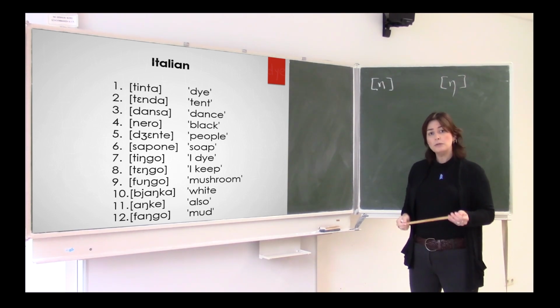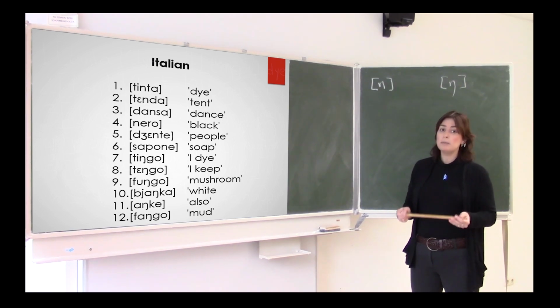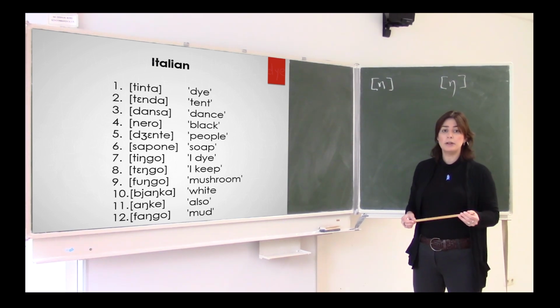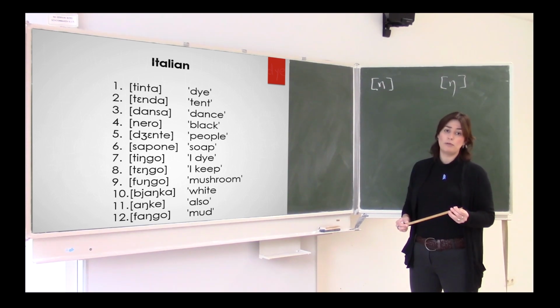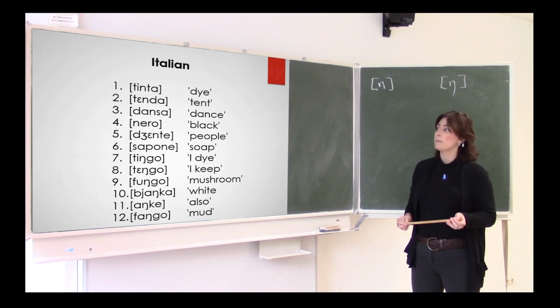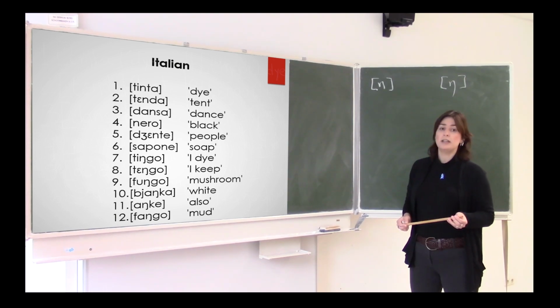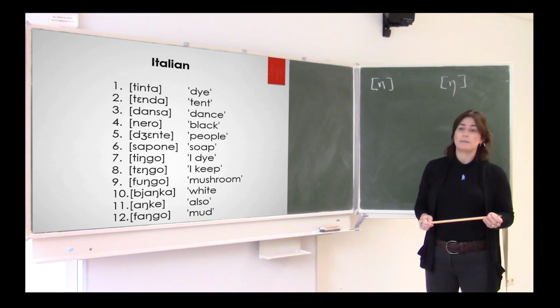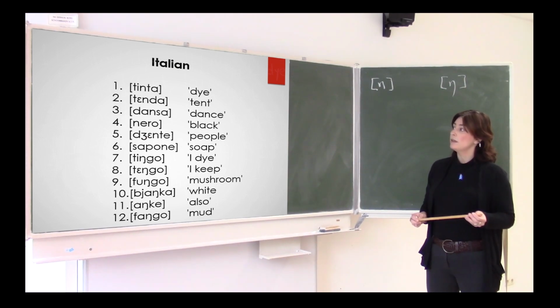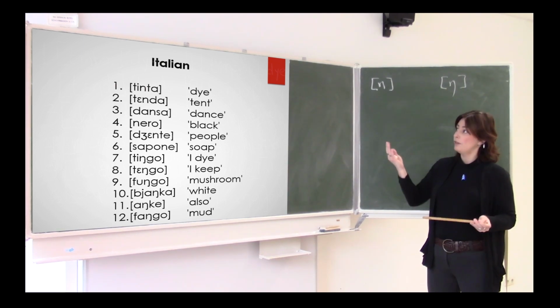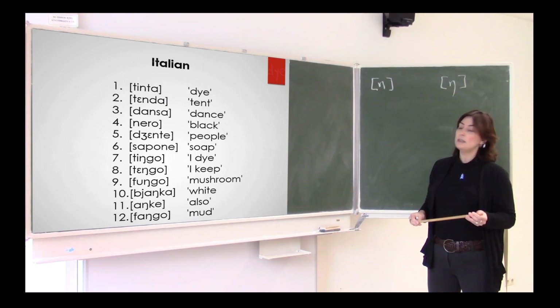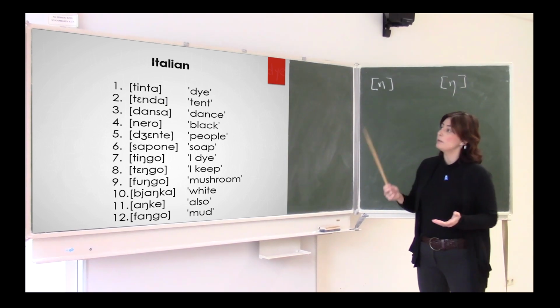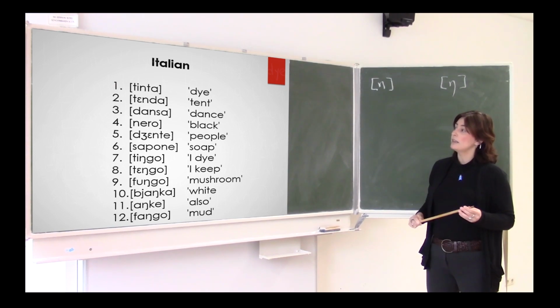So, the first thing that you do is, are there any minimal pairs? And remember, minimal pairs are words that are identical except for one phone, and they have a different meaning. So yes, if you look attentively, 7 and 8 is a minimal pair. Tingo, I die, versus tengo, I keep. They're identical except for the first vowel, and they mean different things. Now they are minimal pairs, so what they are saying is that the two vowels contrast in Italian.